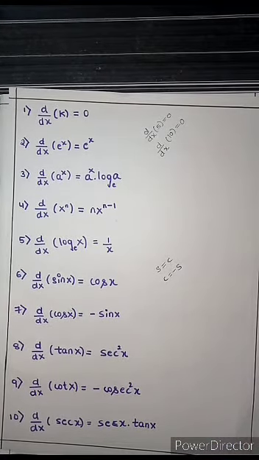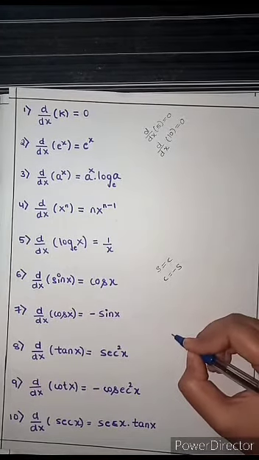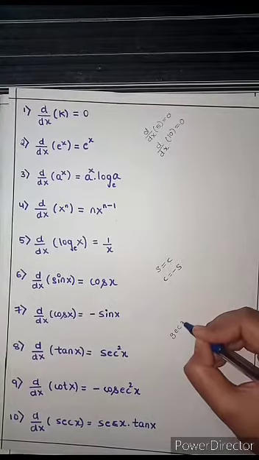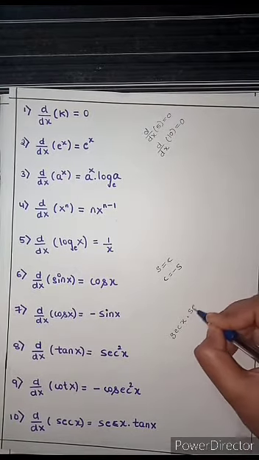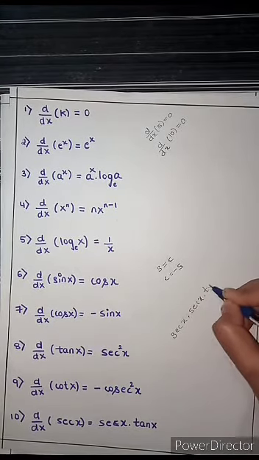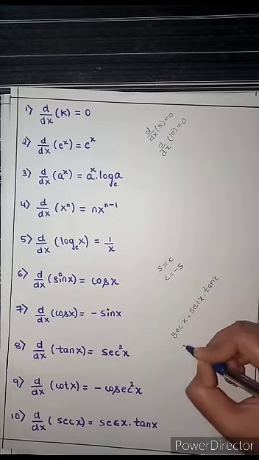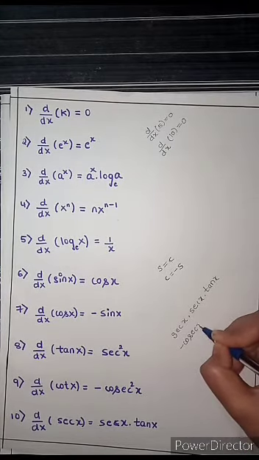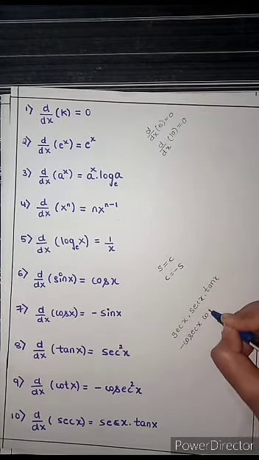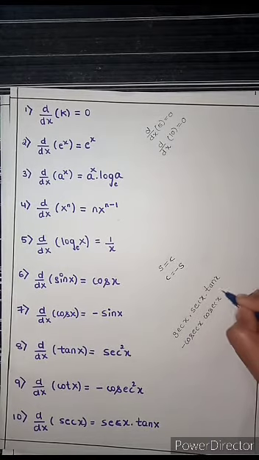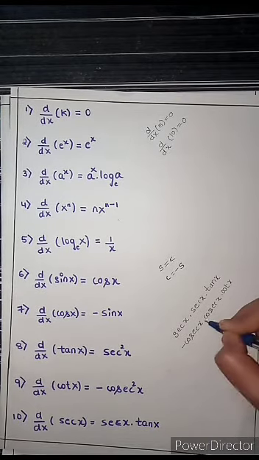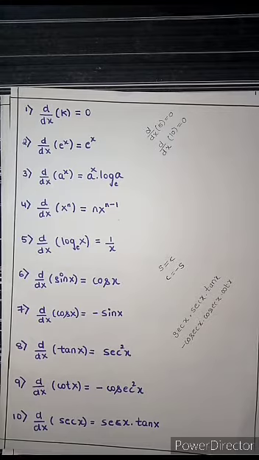Now to remember 8, 9, 10 and 11 formulas, you need to remember these two: secant x, tan x and minus cosecant x, cot x. Okay, let's see why.